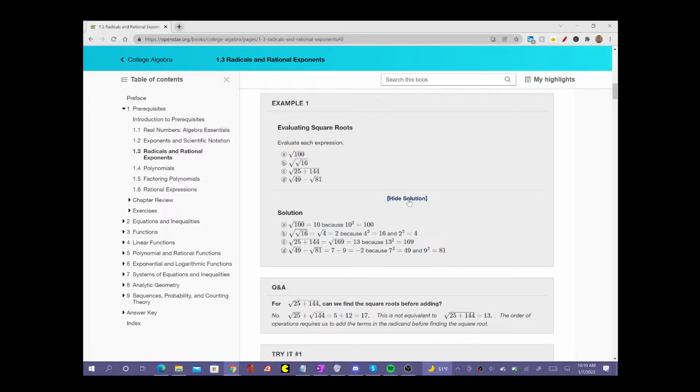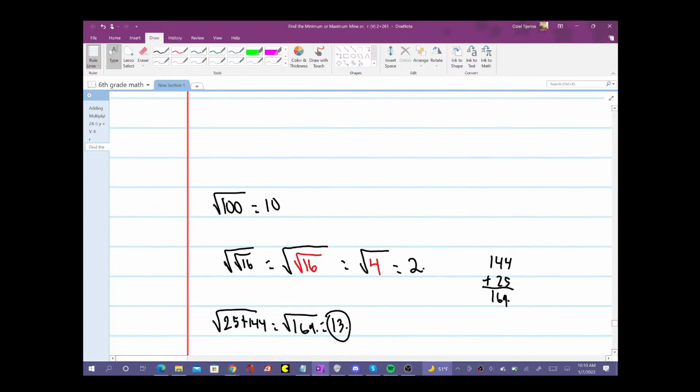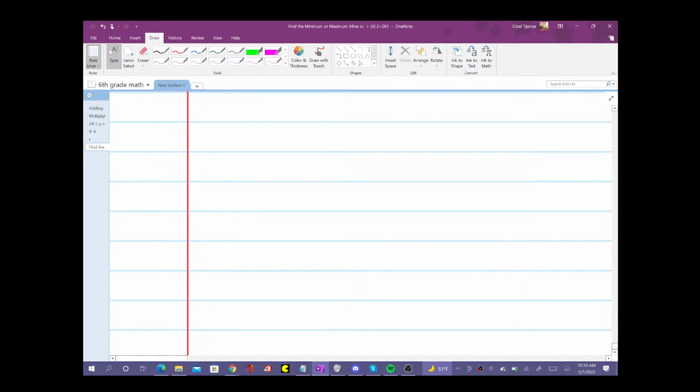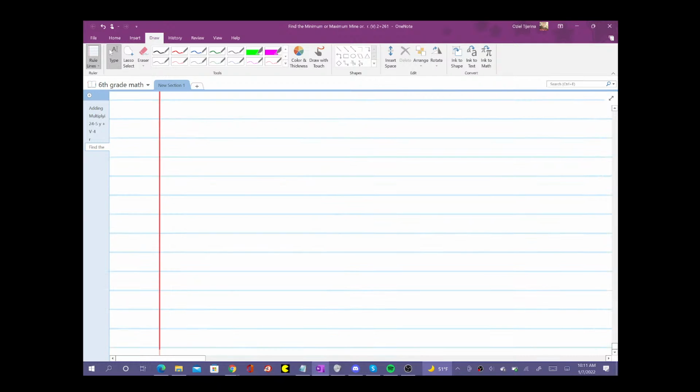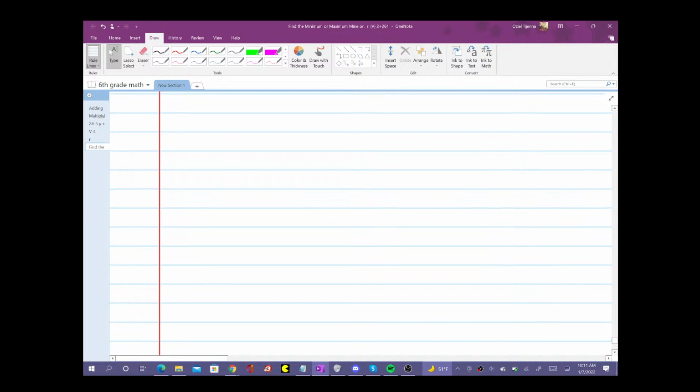So, yes, the square root of 100 should be 10 because 10 squared is 100, right? So that's something that we should all know, right? That's something that we should all understand.